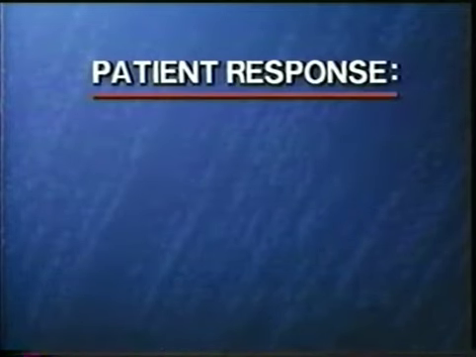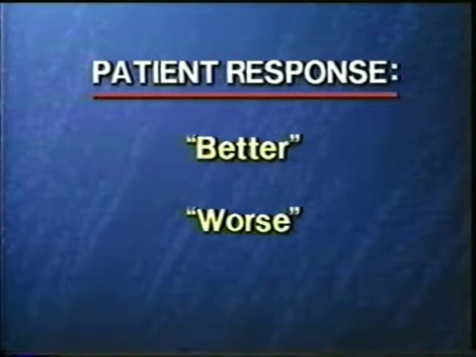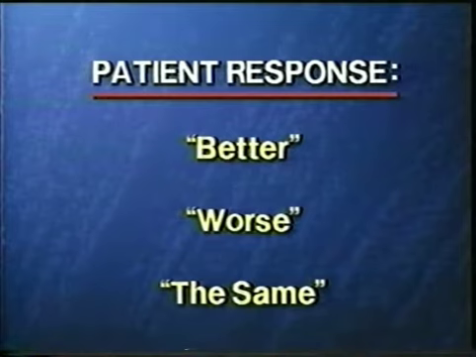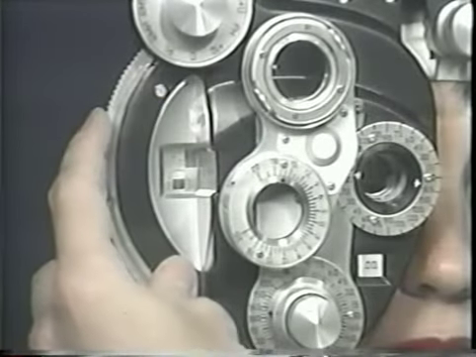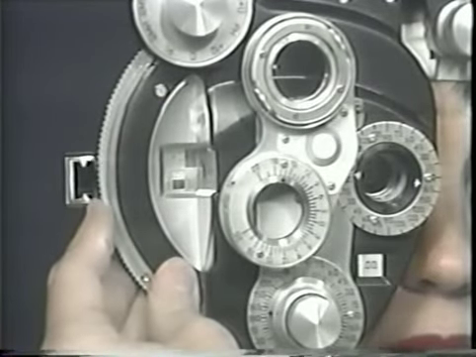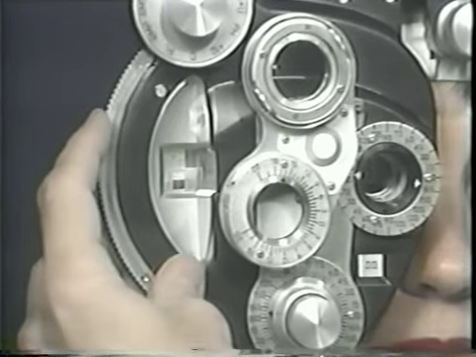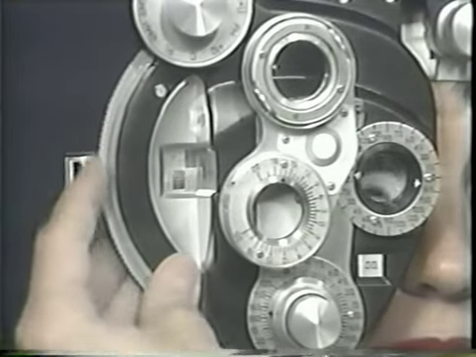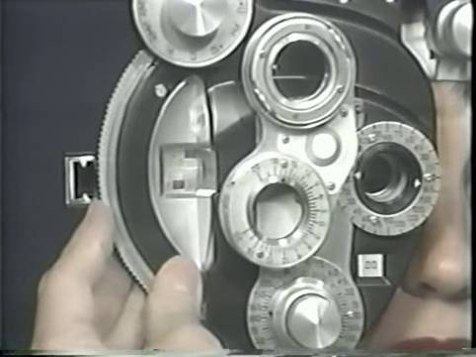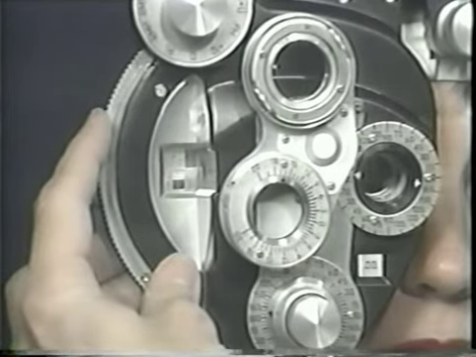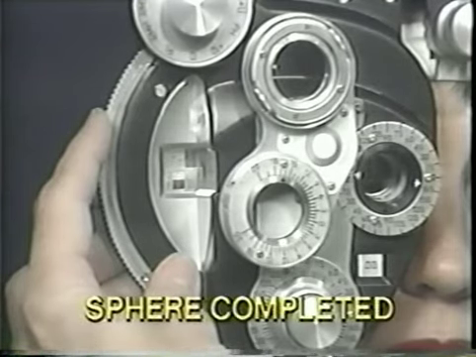The patient will respond to the first change in the plus direction by saying better, worse, or the same. If the response is better or the same, keep going in the plus direction. Does this make it better or worse? Ready? There. Better. Good. Now, is this still better or worse? Ready? There. That's worse. Good. Notice that as soon as the patient said worse to continued change in the plus direction, the last change was canceled, completing the initial adjustment of sphere.